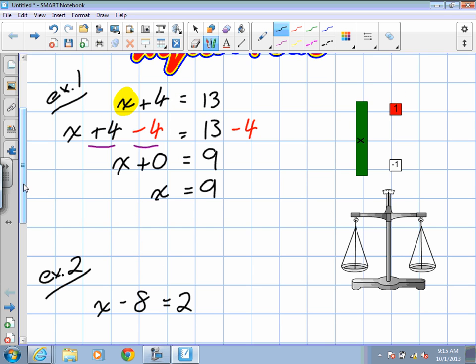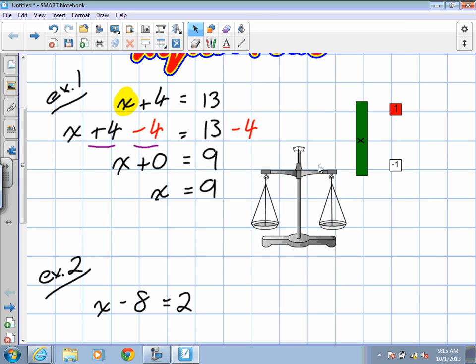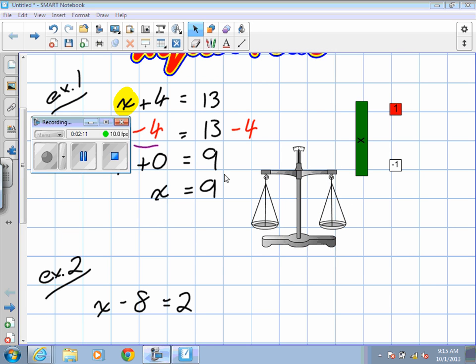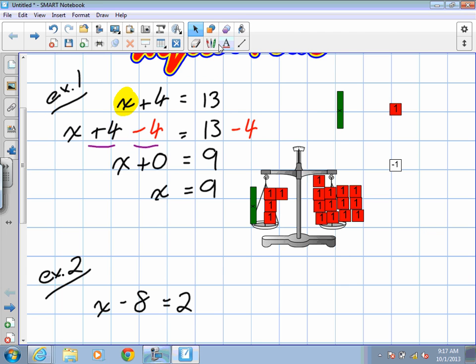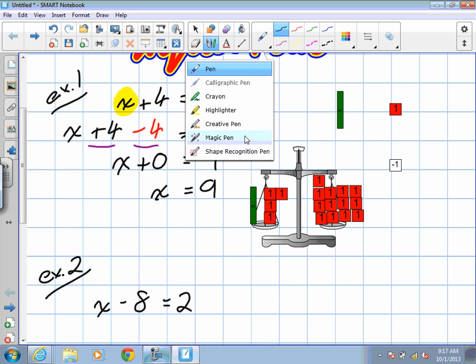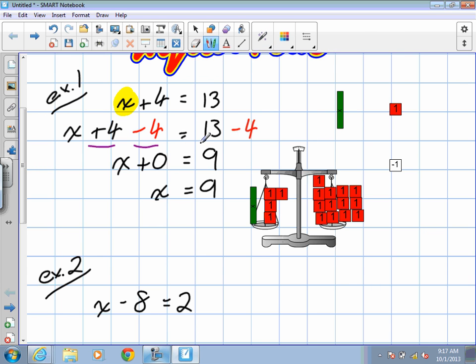If you want something a little more concrete, we can try to use these little balancing scales. I guess these are a bit big. So here is a visual to go along with this, using algebra tiles. I've represented x with this tile here. This is an unknown amount. We don't know what it is.